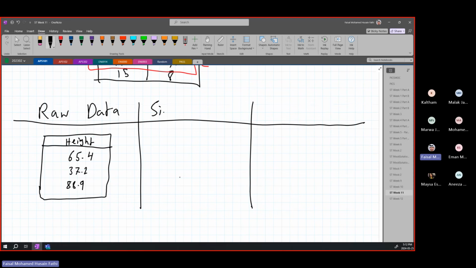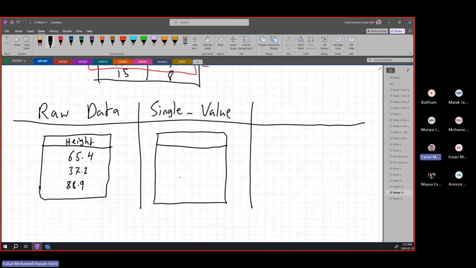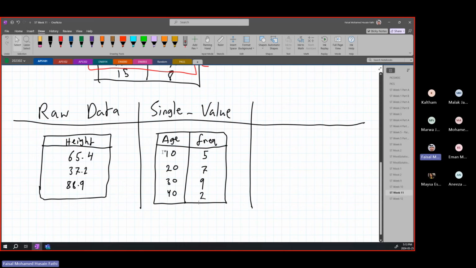The next type is single value data. This basically means that you're going to have a table such as this, where you're going to have your data over here. Let's say, for example, age and the frequency of that data. And let's say, for example, we're talking about 10-year-olds, 20-year-olds, 30-year-olds, 40-year-olds, and we have specific frequencies, whatever they are, of each specific age. So this is basically what is meant by single value.